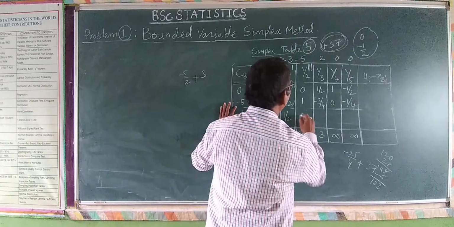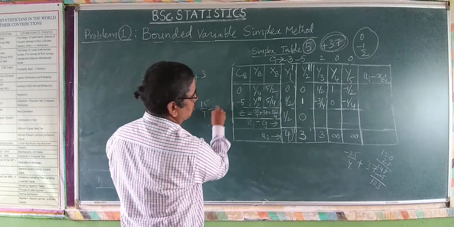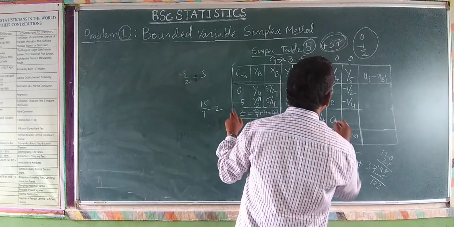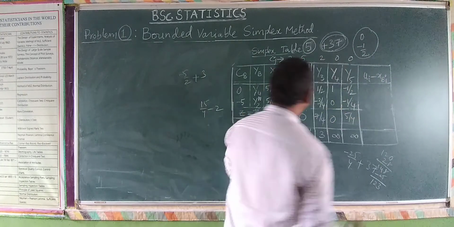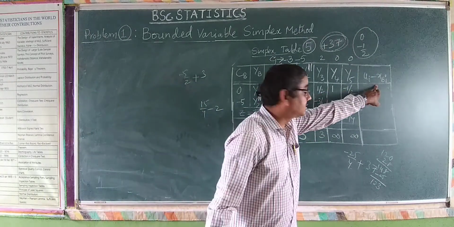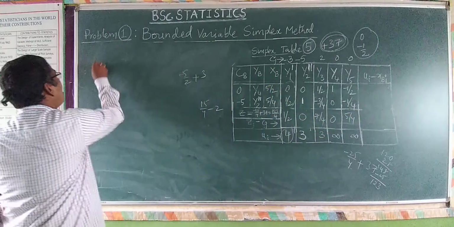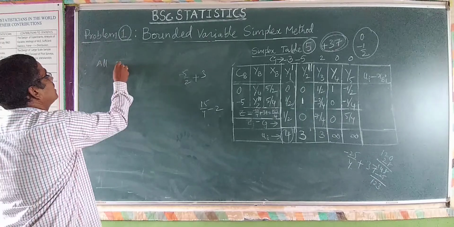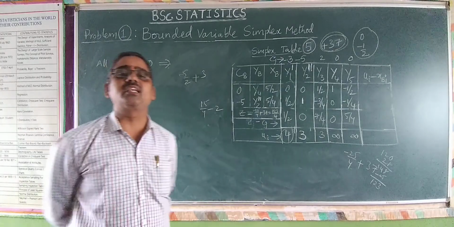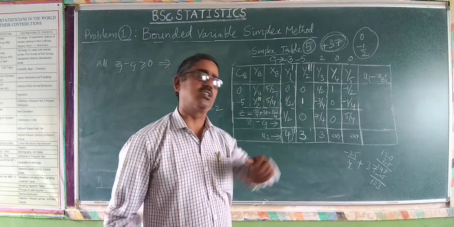And it is 0. It is 15 by 4, minus 2, 7 by 4. And this is 0. And this is plus 5 by 4. Now you see all the net evaluations. Since all Zj minus Cj values are greater than or equal to 0, therefore all Zj minus Cj net evaluations are greater than or equal to 0. Hence the current solution is an optimum basic feasible solution. Therefore I am not calculating the ui minus xbi values and further calculations.